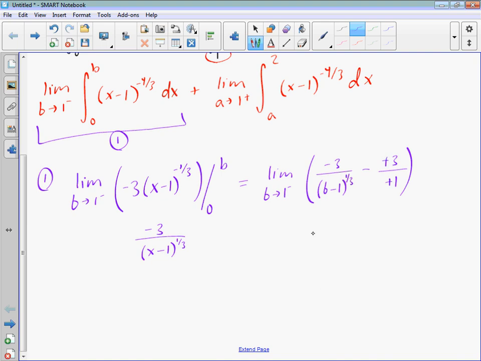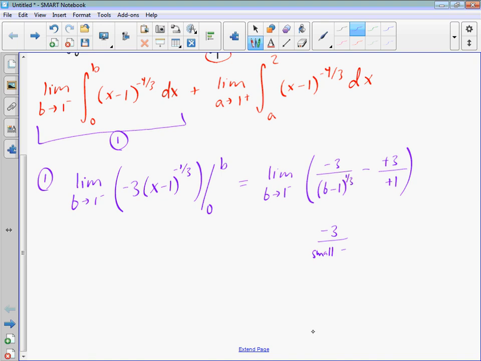Yep. Now we're approaching... b is approaching 1 from the left. So if I'm approaching 1 from the left, and this is the hardest part for some of us here, this is going to be just a little bit smaller than 1, right? So like 0.99999. And if I subtract 1 from it, it's slightly negative, but it's really, really close to 0. So what I have is negative 3 over a really, really, really small negative, right?